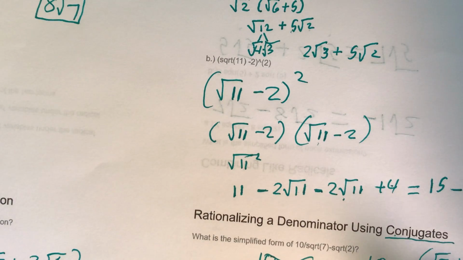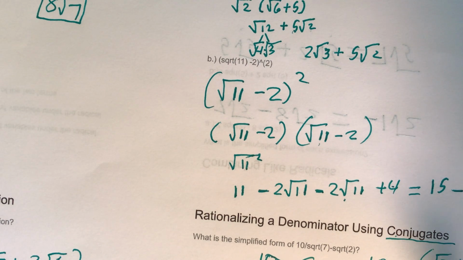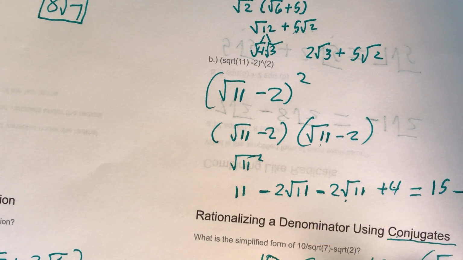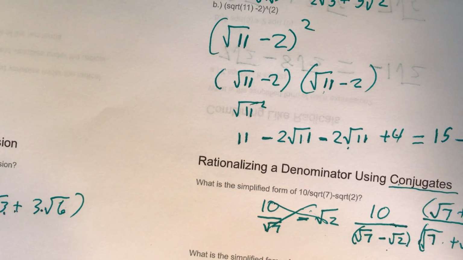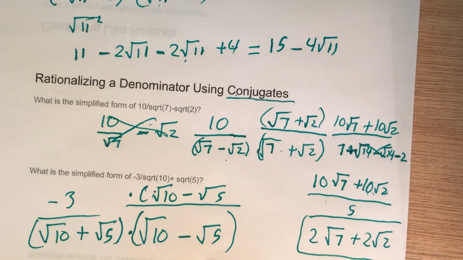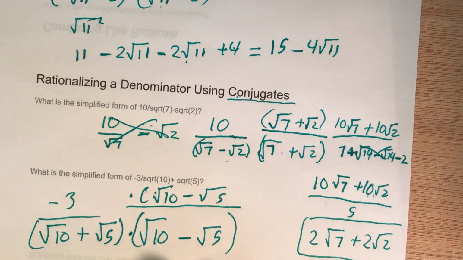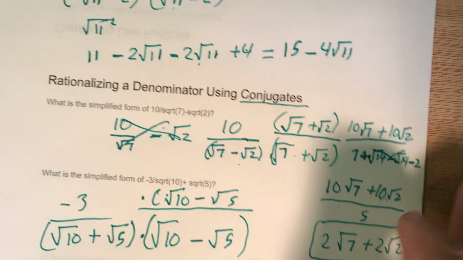Okay, now we need to distribute. You got negative 3 square root 10. Negative 3 times a negative 1 is a positive 3 square root 5 over 5. And I think I ran out of room where you can't see what I'm doing again. So move it over and up and follow through that, and this is your answer right here.